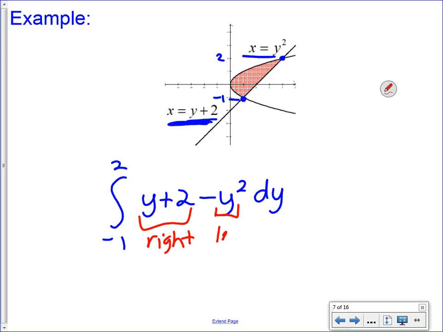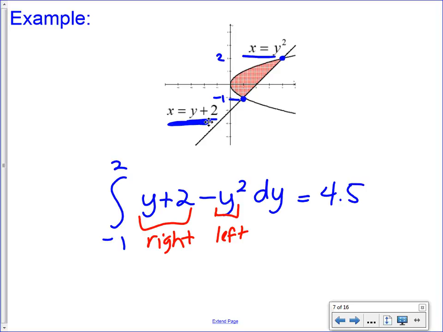So basically, this would be right minus left. And then when you're putting it in the calculator, even though the variable is y, you can still just enter it as x in the calculator. It will still calculate the correct area. So you don't have to worry about that with the calculator. All right, and we end up with 4.5 as the area.